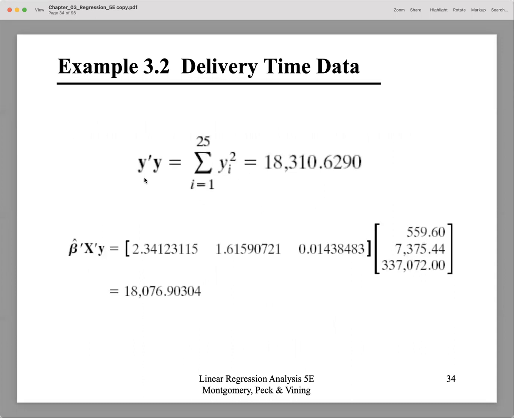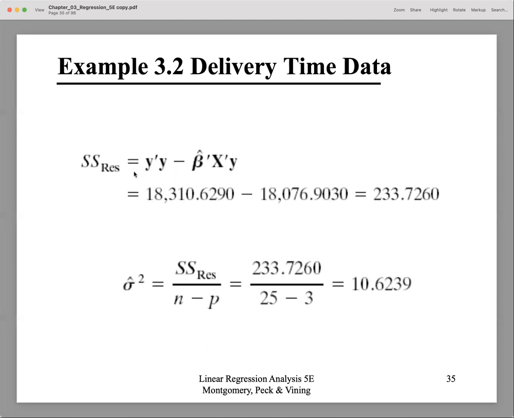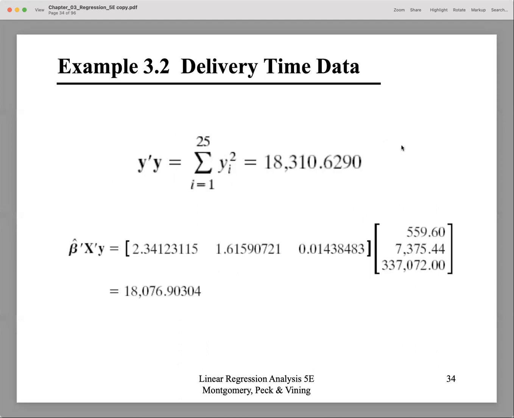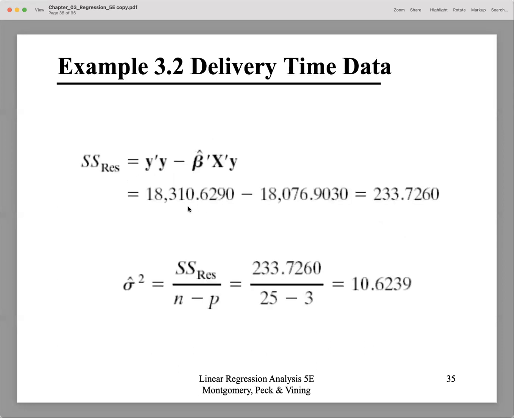We have here the total sum of squares being 18,310.629. Then we calculate beta hat prime times X prime times y, and we get 18,076.90304. By the way, I said sum of squares error up here, but it's the total sum of squares. Now we take the difference to get the sum of squares residual, also known as the sum of squares error, and we get 233.726.